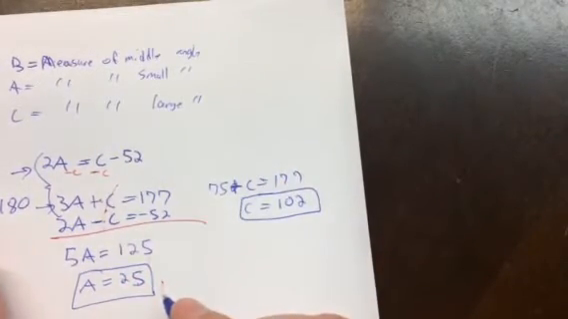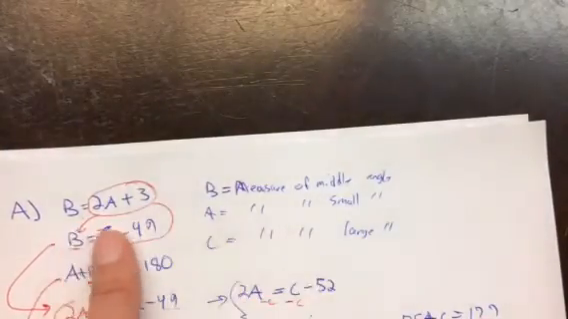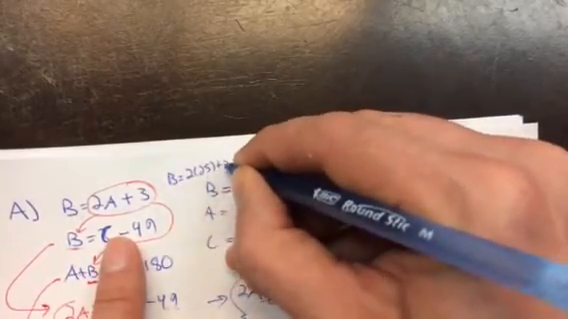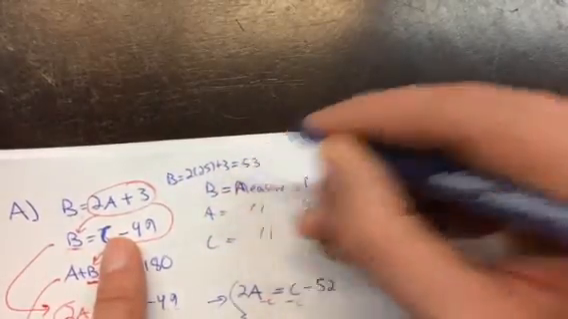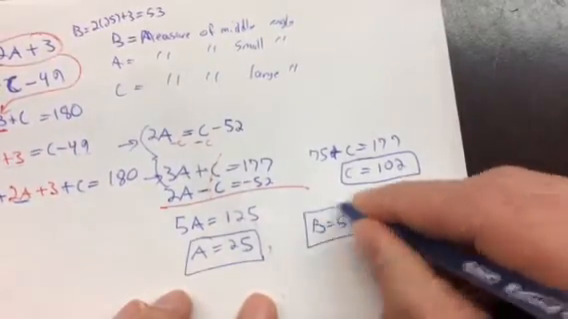And we need to find what b is. So I guess I'll go back here. B is 2 times a plus 3. So b equals 2 times 25 plus 3. So b is 53. So my solution is the values of a, b, and c.